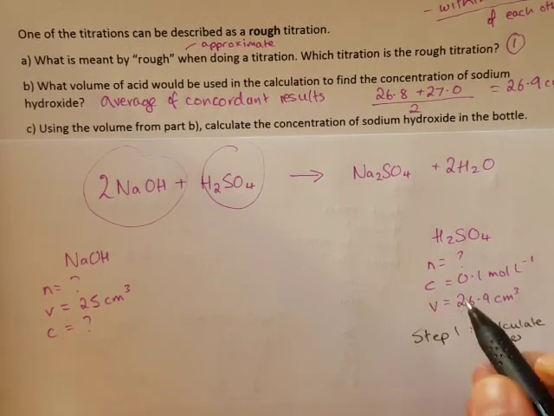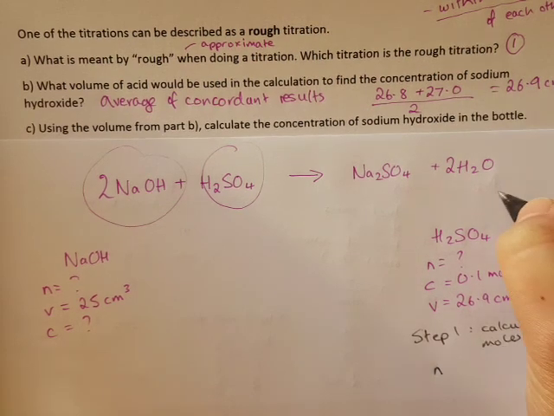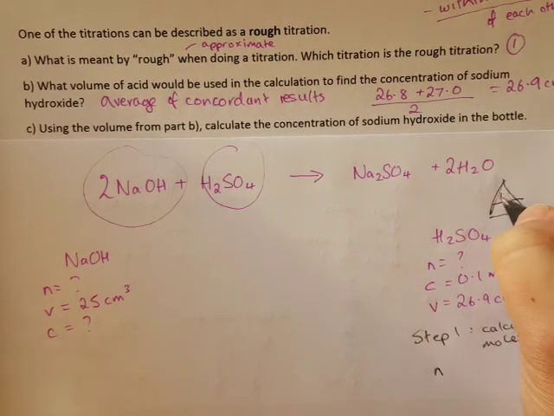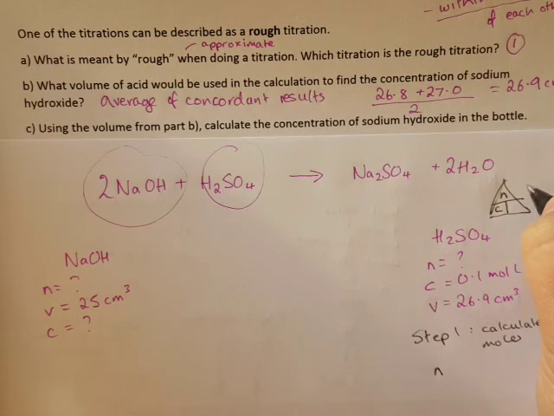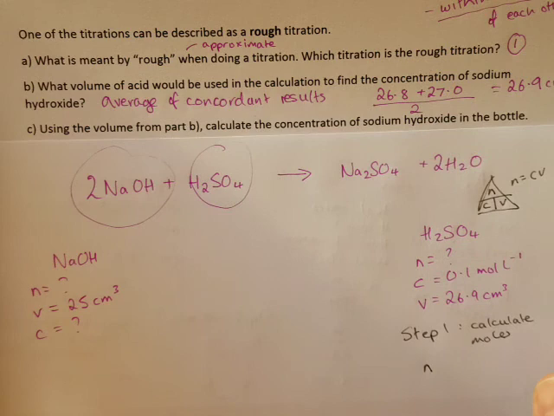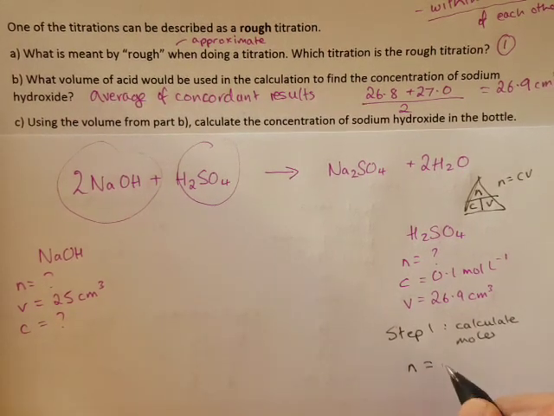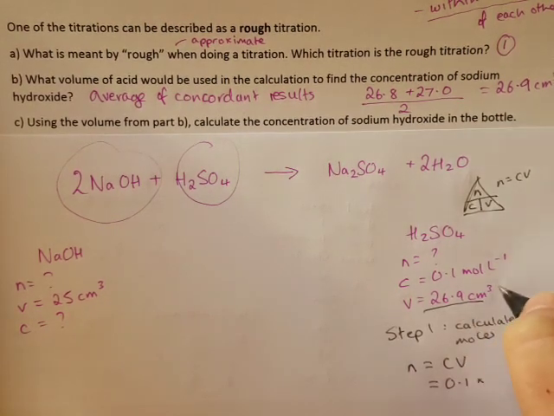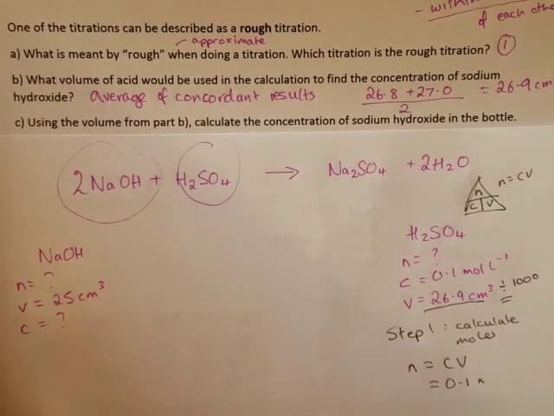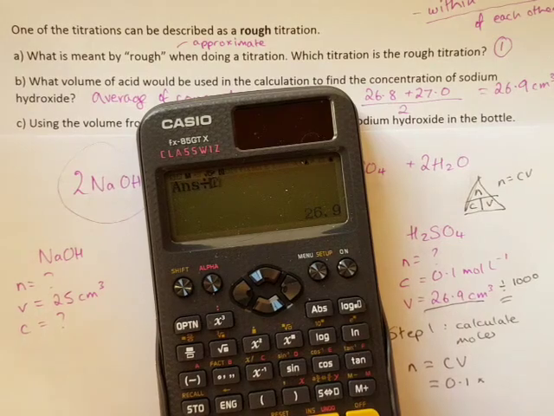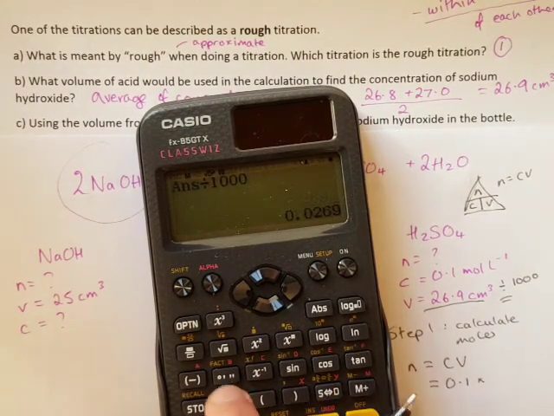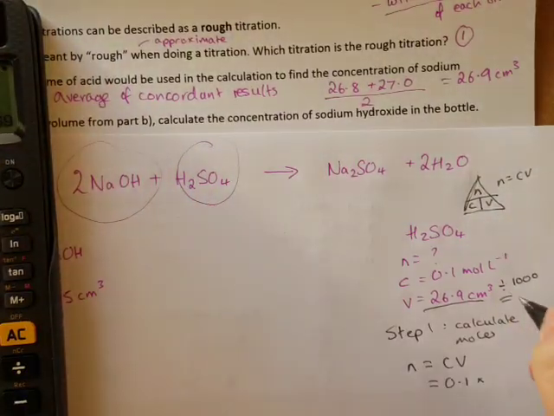Now I'm given a concentration and a volume, so the equation I'm going to use is n equals CV. n is on its own, and n equals C times V in the data book, so C and V must go on the bottom in this little triangle. So for calculating moles, I don't need to rearrange the equation. n equals CV, which is 0.1. Now, the one thing I do need to remember is to convert this volume into litres. So divide by 1,000, and that's going to be 0.0269 litres.